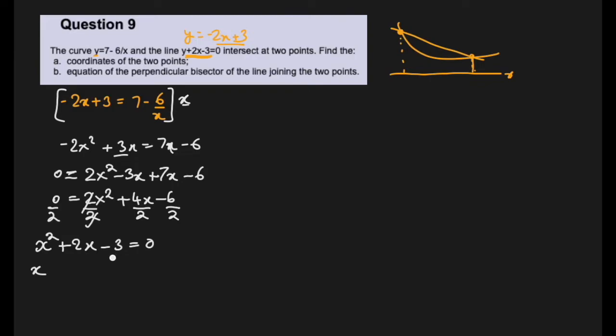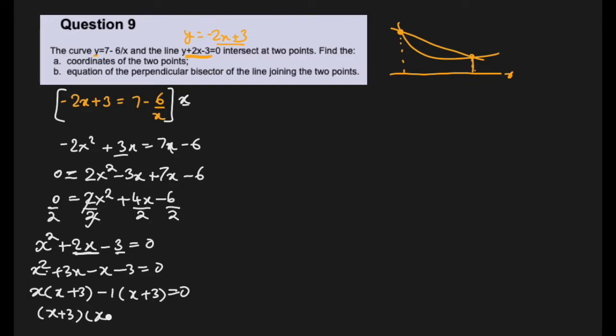So 3 will be plus 3 and minus 1. Plus 3x minus x minus 3 equal to 0. So the middle one, I broke into these two parts looking at the factors of minus 3. So x is common here, minus 1 is common here. So we get x plus 3 and x minus 1.